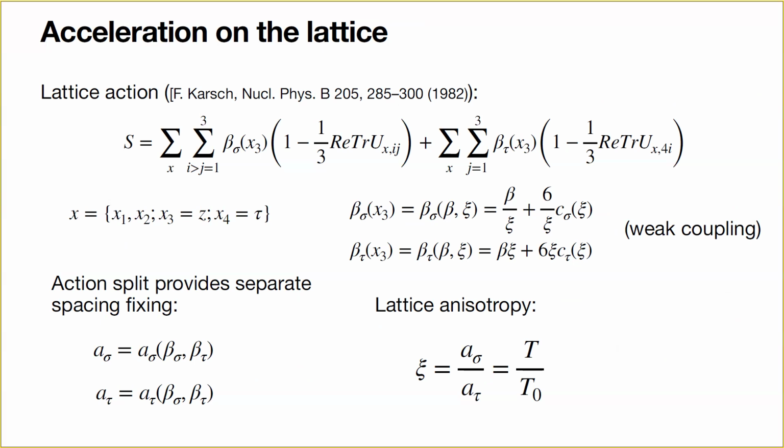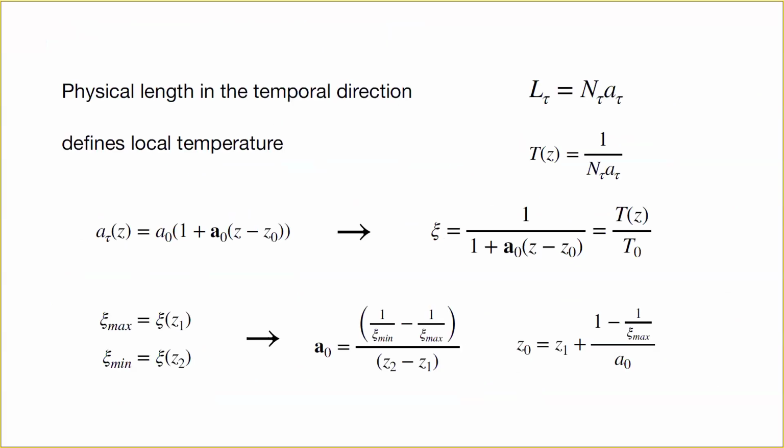This is the lattice anisotropy. It's the ratio of the spatial scale and time scale, which is equal to the ratio of the temperature in the accelerating medium and in the static, non-accelerating medium.